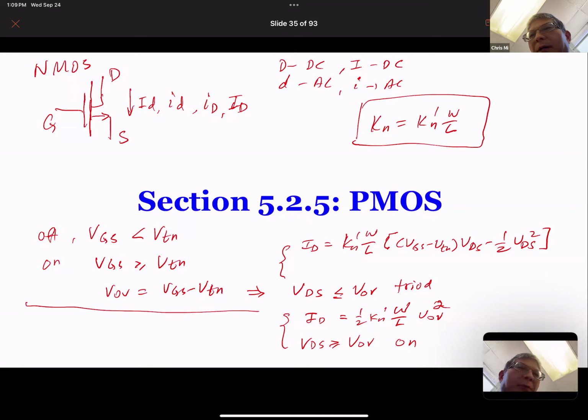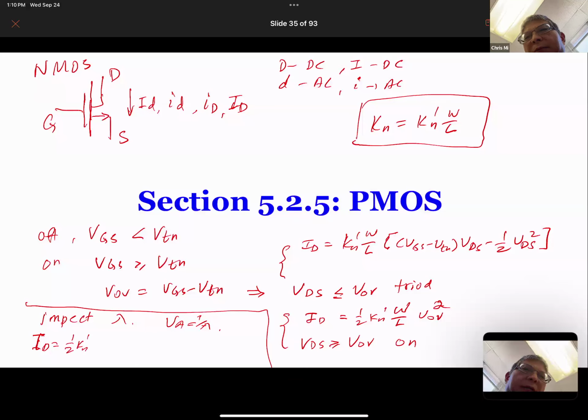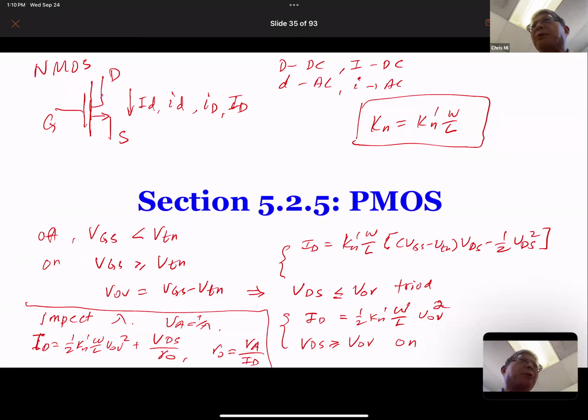And we also talked about the imperfect model. There's a VA, there's a lambda, with VA equal to 1 over lambda. And we also talked about the current in the imperfect model, only in the saturation mode. So ID can be written as 1/2 Kn prime W over L VOV squared plus VDS over RO, where RO equals VA over ID. Okay, so that's the imperfect model.